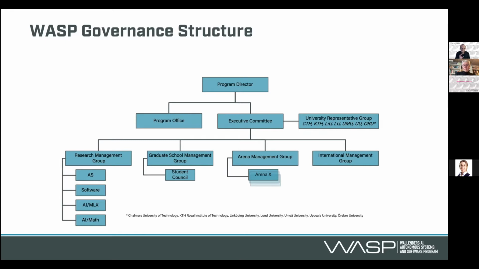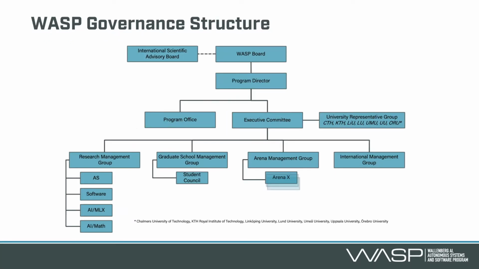It's one of the central components in the WASP governance structure, and it's sitting right down here with the arena management group, and where we also put in all of the arenas that you will hear more about today. And the chain of command goes from the WASP board of directors through the program director, through our executive committee, to the arena management group, and then the arenas. And they live in this context of a very, very strong organizational structure to manage this very large scale program.